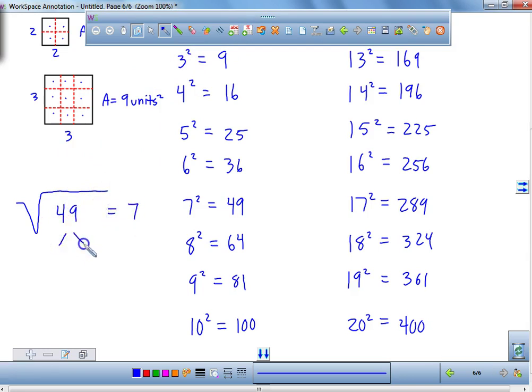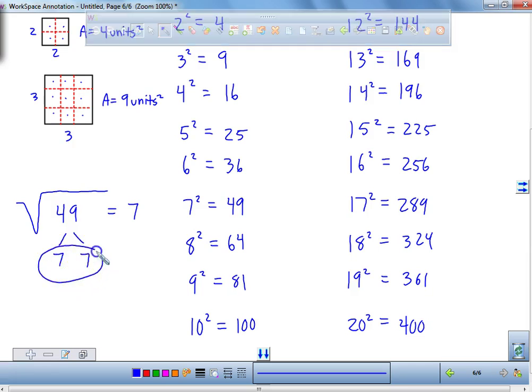Why? Because it breaks down perfectly into 7 times 7. And square roots look for groups of 2. That's why you can simplify it to a 7.